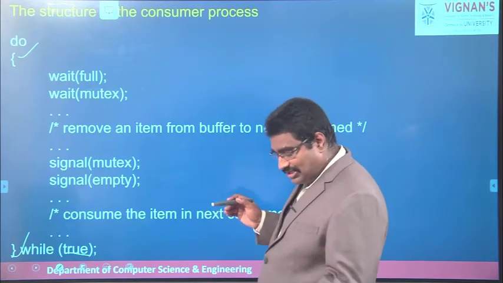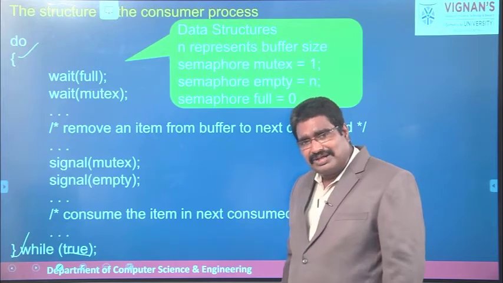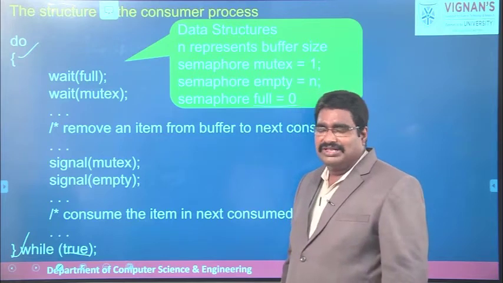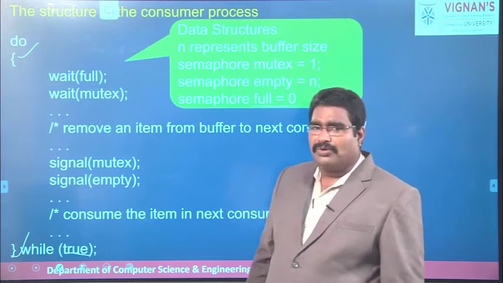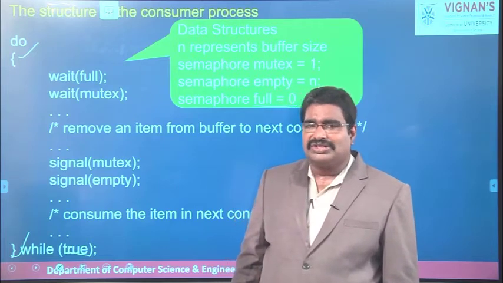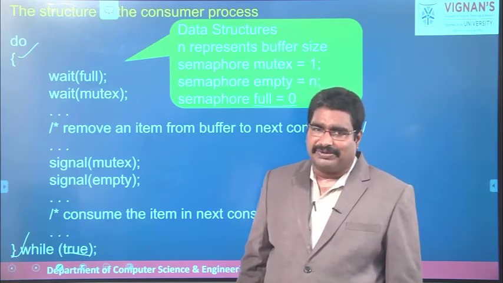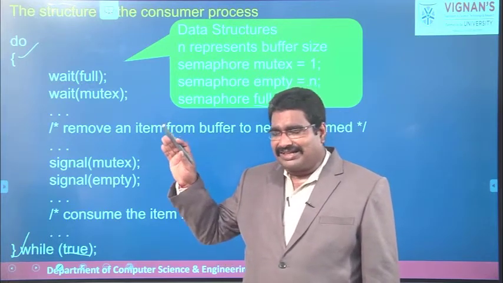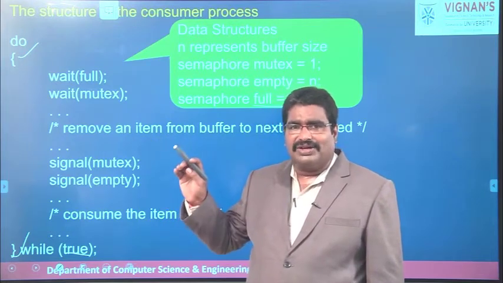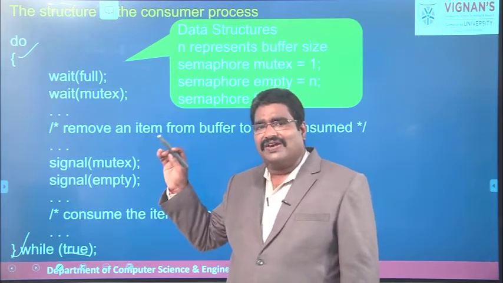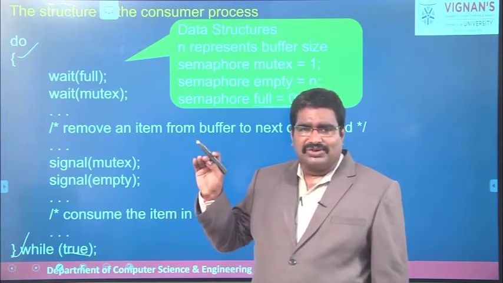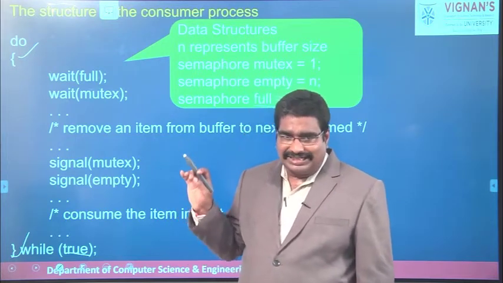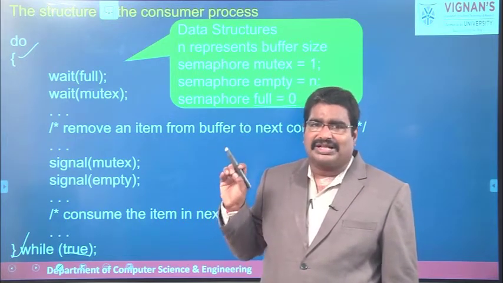Already we know what data structures we are using in the producer process. The same data structures the consumer process is also using. Full is a counting semaphore. Initially its value is 0. Every time the producer places an item into the buffer, using the signal function, the full value is increased by 1. So full equal to 10 indicates that 10 items are available in the buffer, full equal to 5 indicates that 5 items are available, and full equal to 0 indicates that there is no item in the buffer. So full represents, at that time, how many objects are available in the buffer.